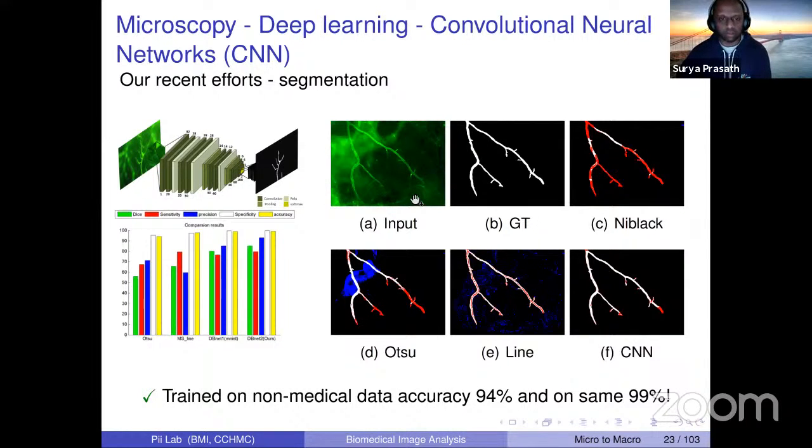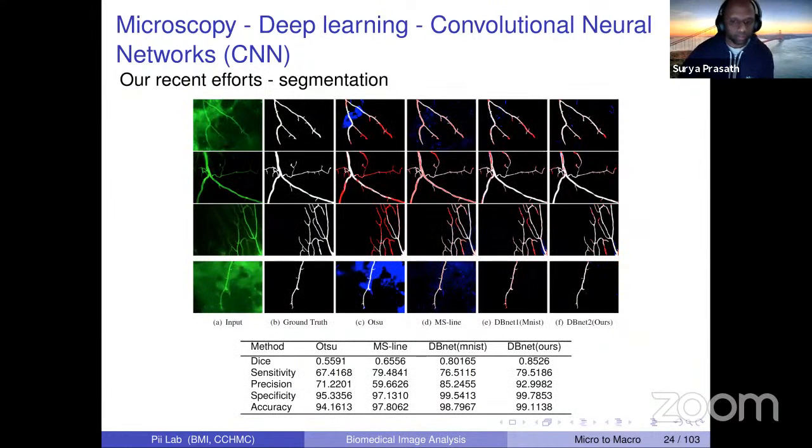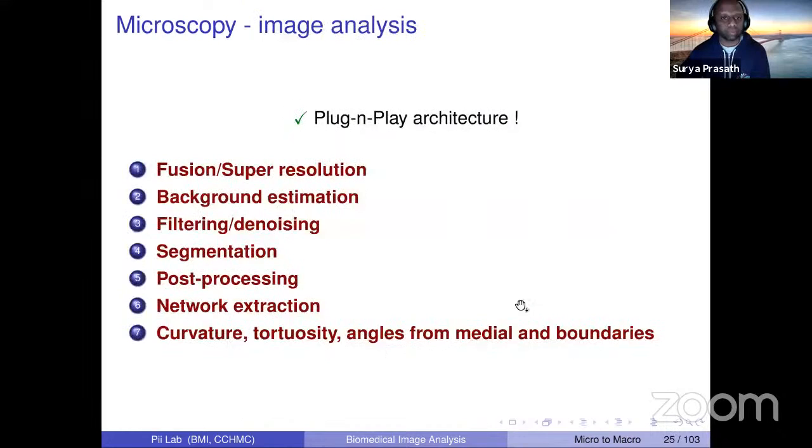So in this case, we obtained state-of-the-art accuracy. So here is a benchmarking result. Again, this is just a snapshot of the comparisons we have done. So OTSU is basically a very simple, lame thresholding model. MS line is a line-based direction model, which is popular in retinal imagery. DBNet and DBNet2 are again two different network models, which we based our VGGNet on.